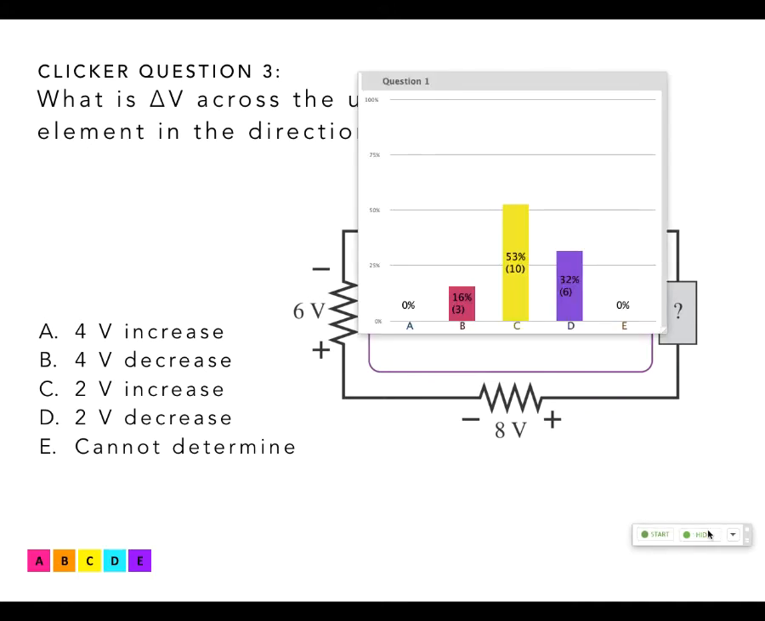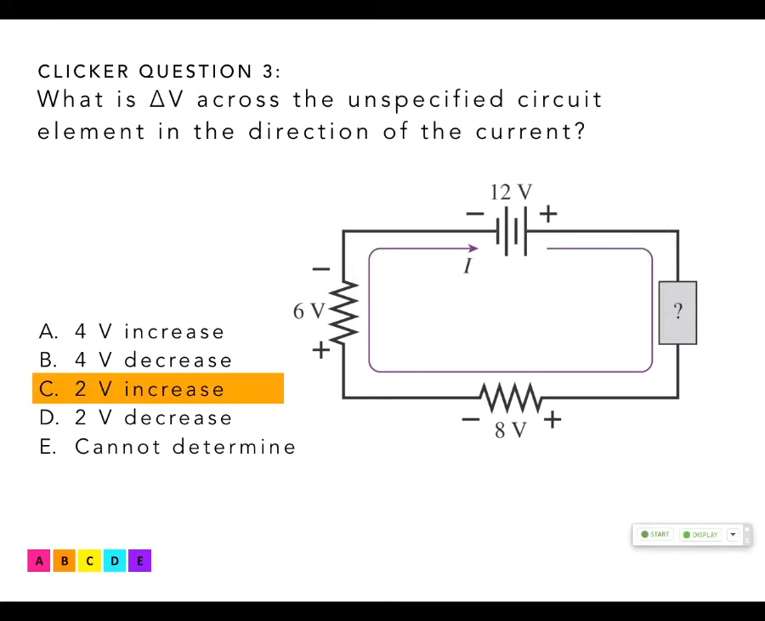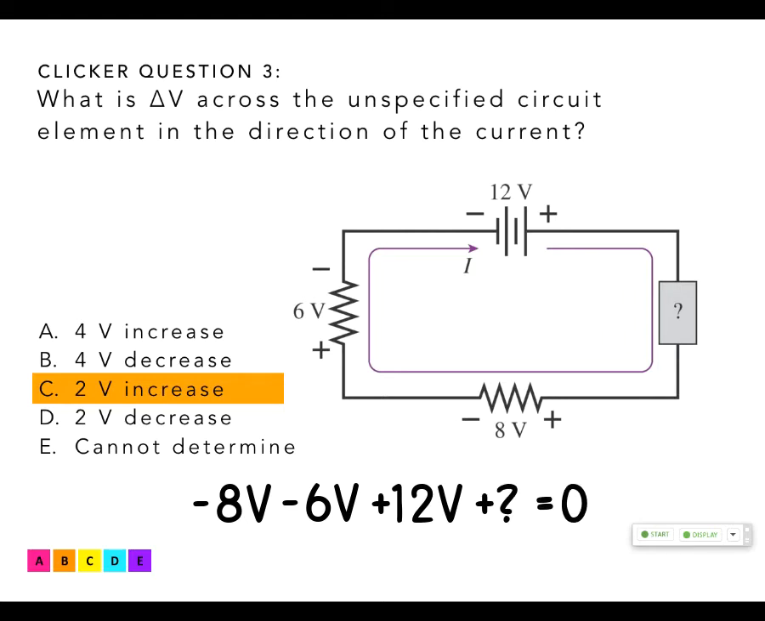Or D. Please discuss. We'll vote again. Much better. Okay. So yeah, it's going to be a 2-volt increase. If you want to look at this, the current's going this way. Is this positive or negative 8? Negative 8. Well, assuming we're traveling this way. So negative 8 minus 6. What's that? Negative 14. That's plus 12. So that means we're at negative 2. That means that has to be positive 2.